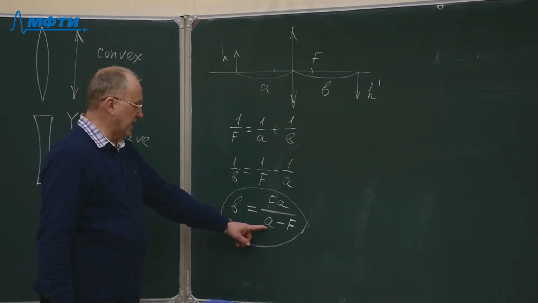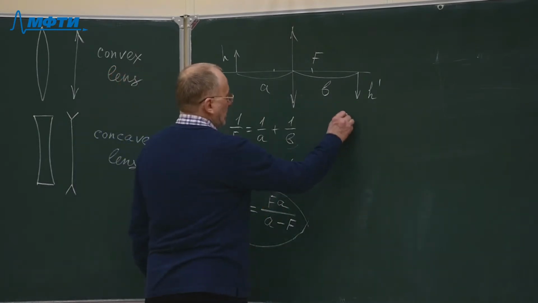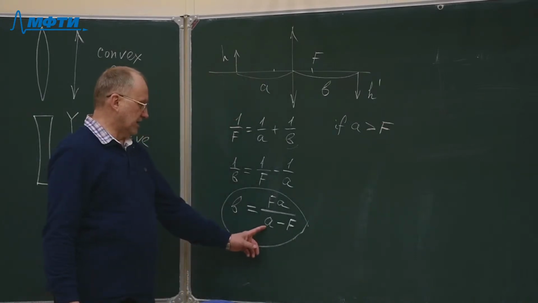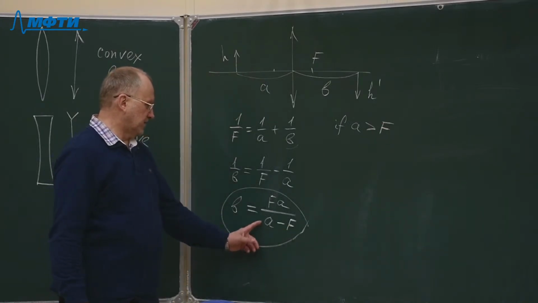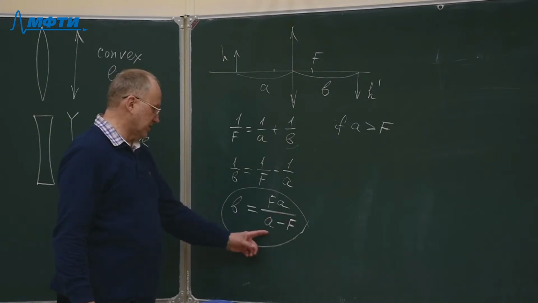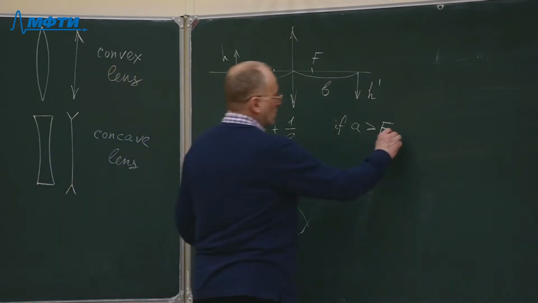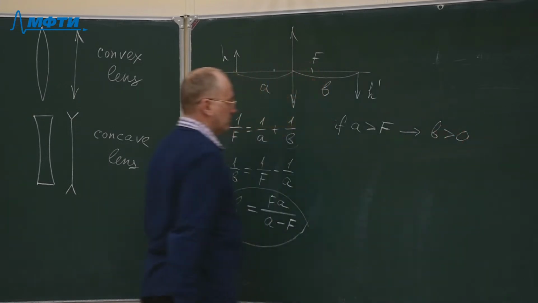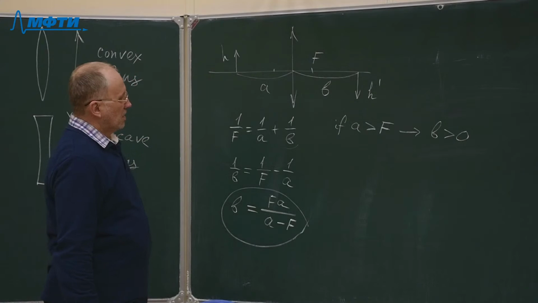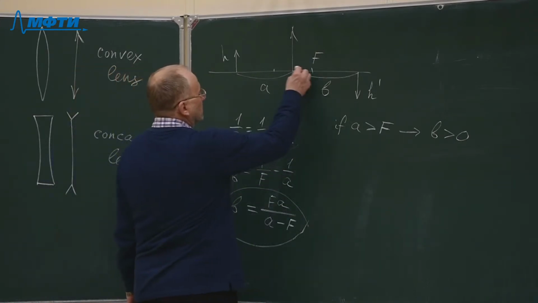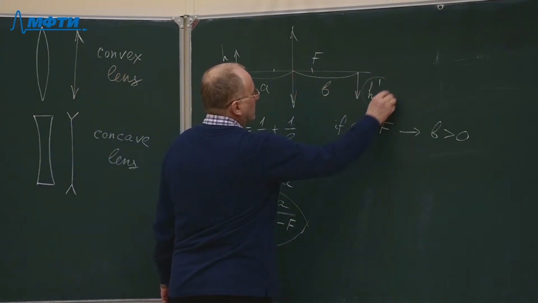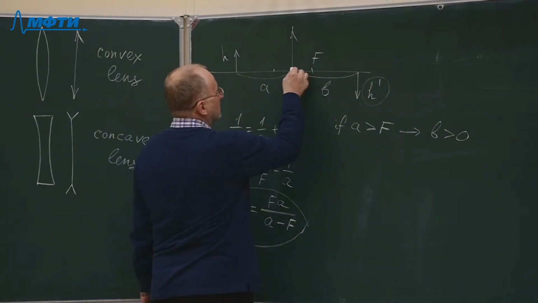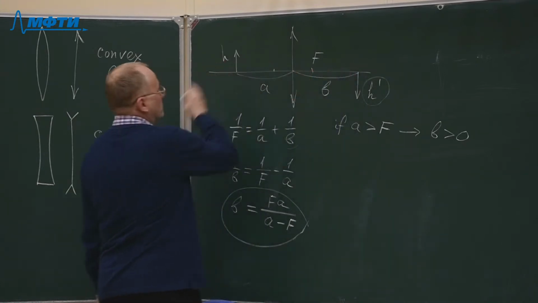For example, if a is larger than f, then the denominator of this formula will be positive and b will be also positive. b is a positive quantity. Positive means that the image formed by the lens is located somewhere on the opposite side of the lens from the object.